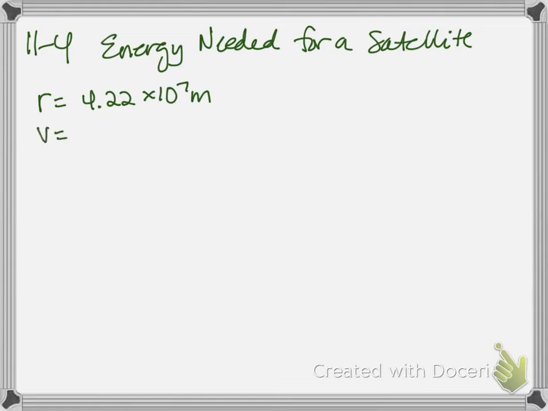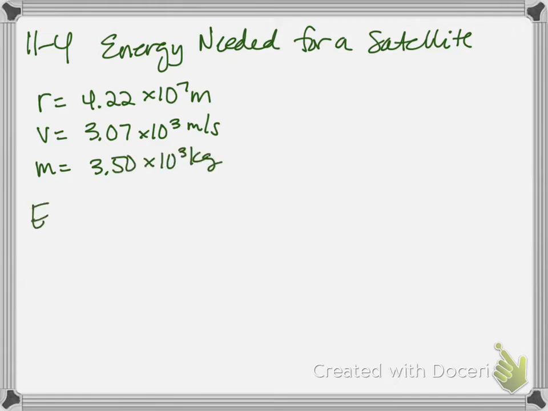We're told it has a velocity of about 3,000 meters per second. And we're told that it has a mass of about 3,500 kilograms. So how much energy is needed to get it up into orbit? So the new formula, if you will, that we have from this section is E equals negative, and there's our universal gravitational constant, the mass of the Earth times the mass of the satellite divided by 2r.